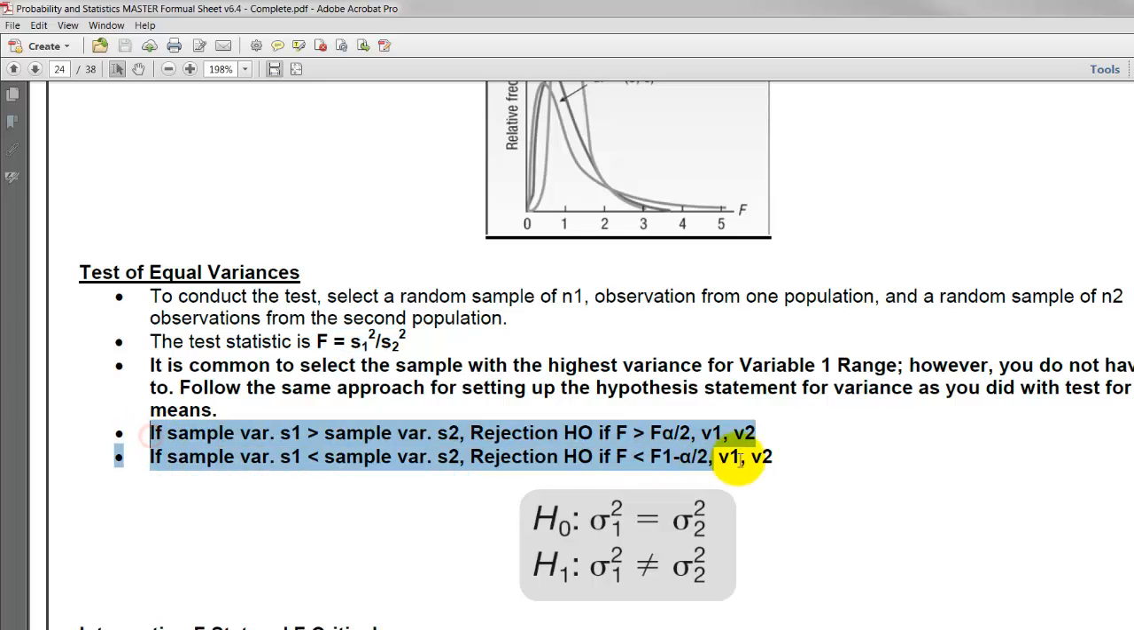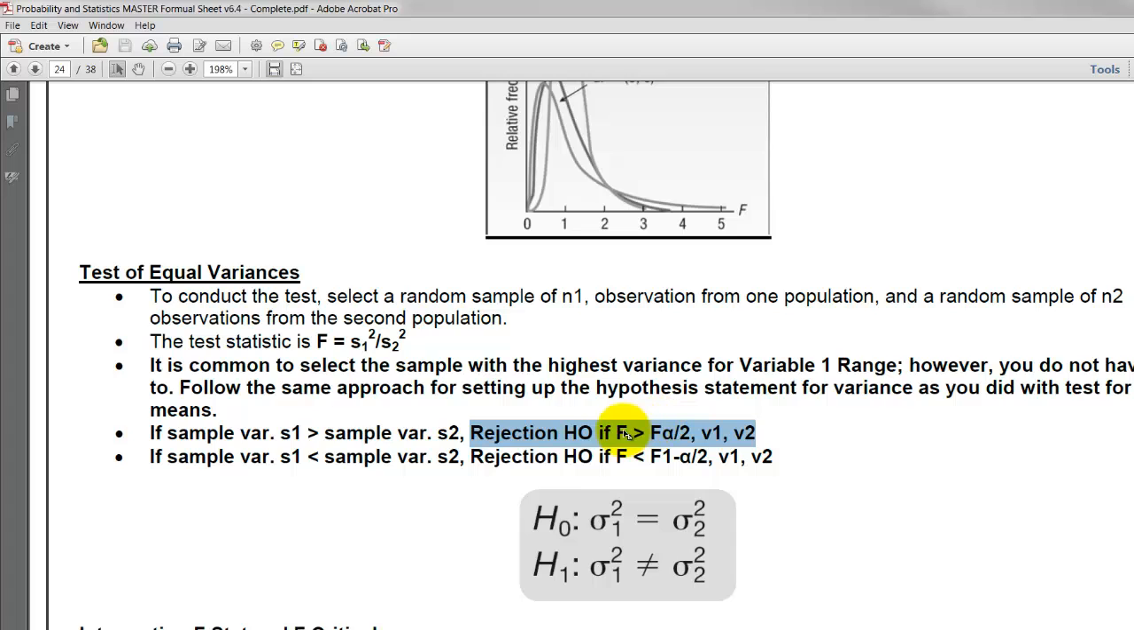I have provided notes here about what to do, when to reject the null, under two circumstances. One, if sample 1 variation is greater than sample 2 variation, we reject the null if F stat is greater than F critical. Second situation, if what you're calling sample 1 has a smaller variance than sample 2, then we have a different rule, and it's because of that fractional component here and the one or above here.